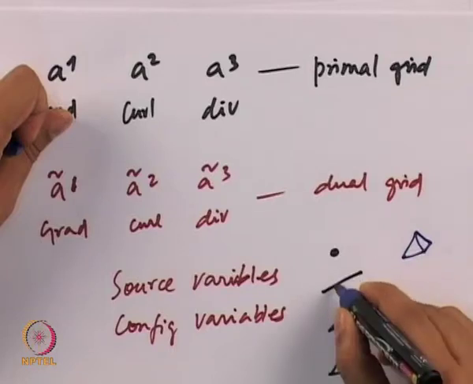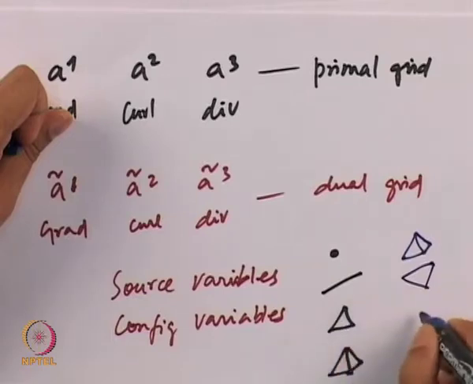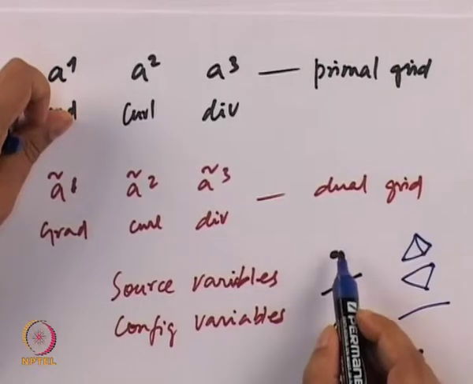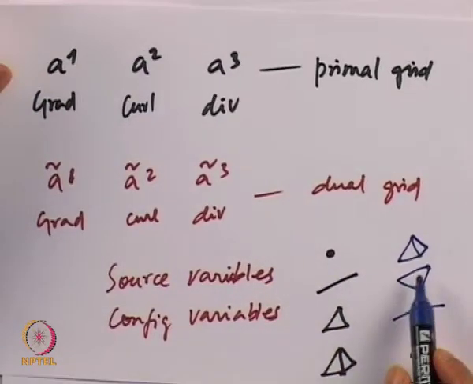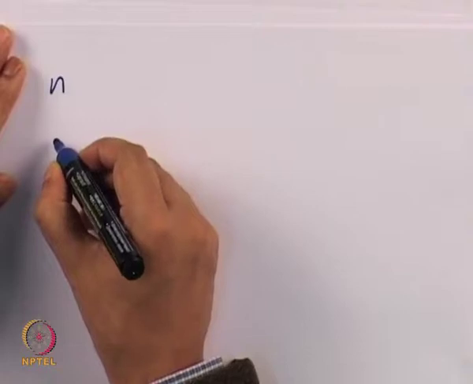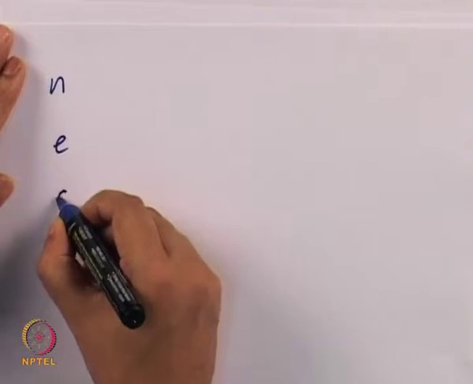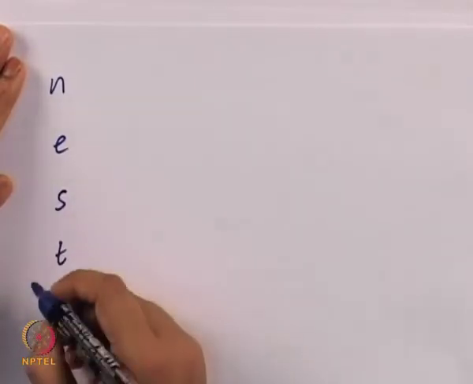So it will be an n-hedron. The dual of the line will be a surface, the dual of a surface will be a line, the dual of the volume will be a point. So the number of dual surfaces is going to be the same as the number of lines. So if we say we are going to have n number of nodes, e number of edges, s number of surfaces, and t number of tetras in the primal case.